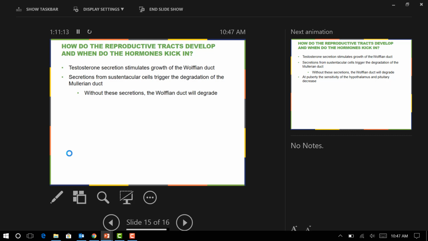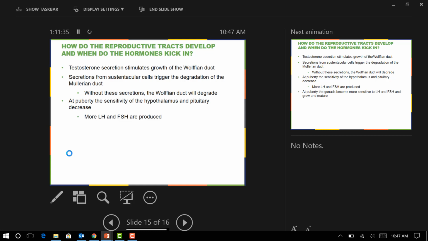So what changes at puberty is not that you start producing sex hormones for the first time. You're producing sex hormones throughout your life. What happens at puberty is the sensitivity of the hypothalamus and pituitary gland decreases. And so they start to become less and less receptive to signals telling them to not produce LH and FSH.